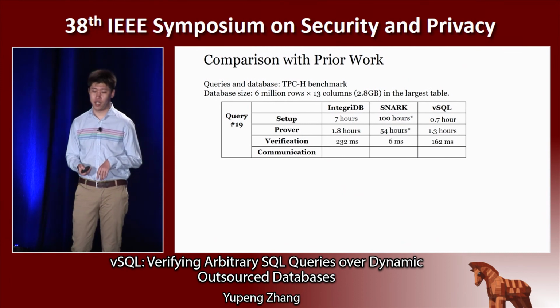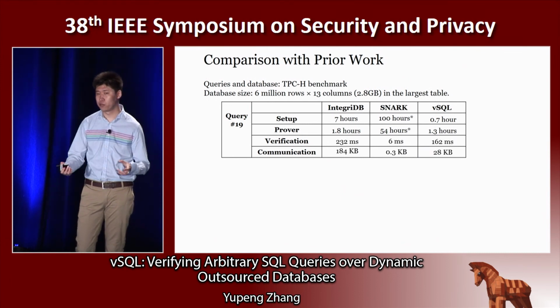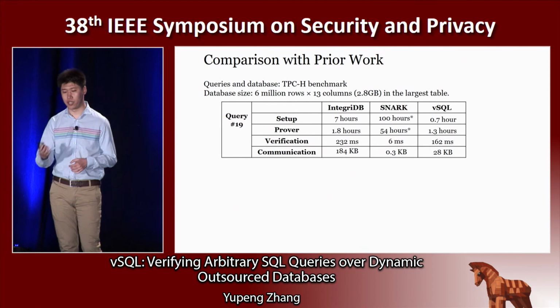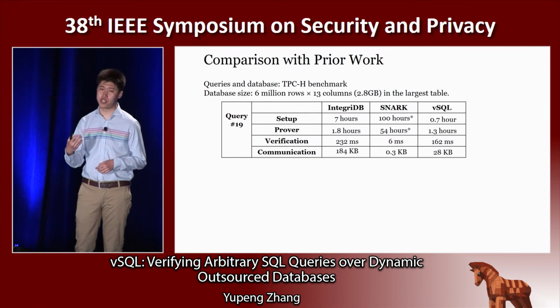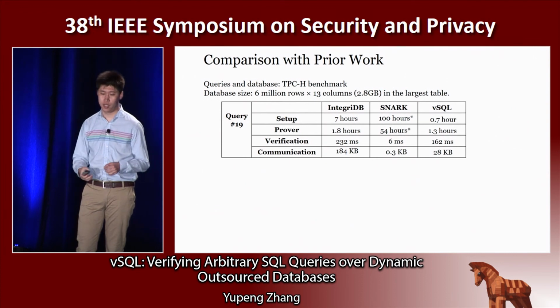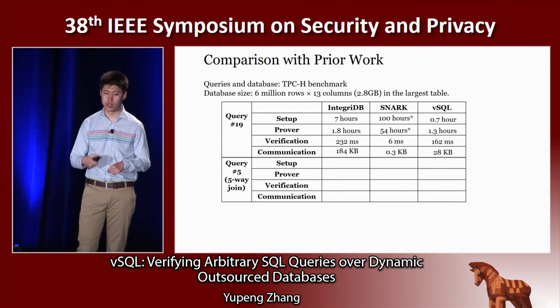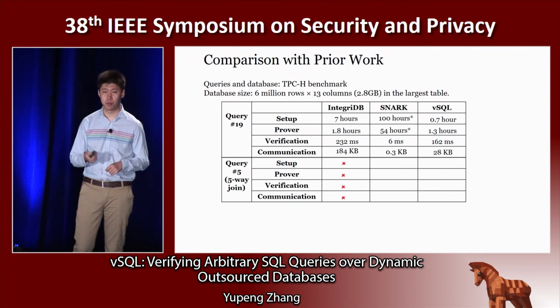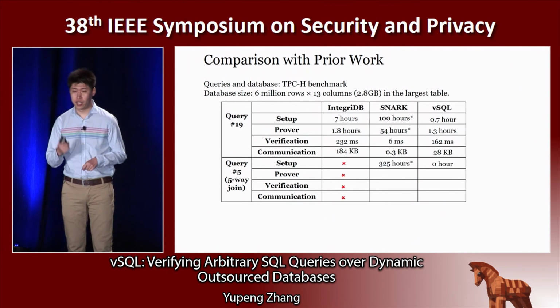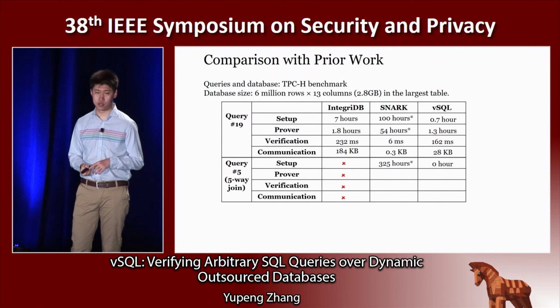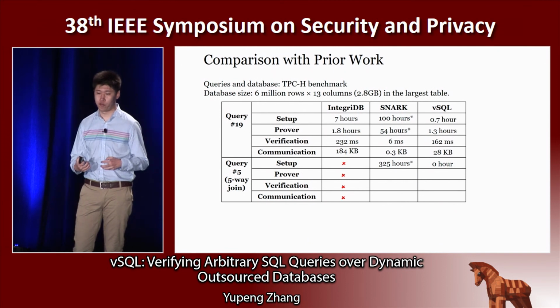For verification time and communication, which is the proof size, we are a little bit better than IntegrityDB and much worse than SNARK. But as you can see, the verification time is always below 1 second, and the communication is always tens of kilobytes, which are not bottlenecks in practice. Here is the performance for another query, which is not supported by IntegrityDB. It takes more than 300 hours for SNARK to set up, but in our system, for the same database, we don't need to set up again.